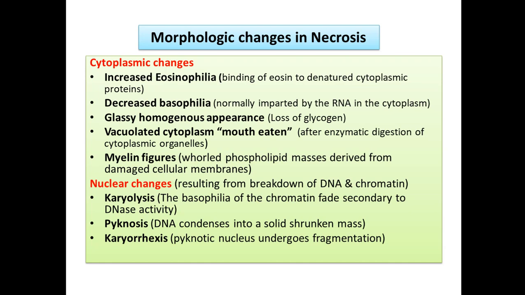Normally when RNA is present in the cytoplasm, it is stained by hematoxylin and gives a blue appearance to the cytoplasm. But in cell injury the RNA present is degraded by the RNases, the enzymes that degrade RNA. So there will be decreased blue appearance of the cytoplasm but increased pink appearance, where eosin appears more prominent and hematoxylin appears less prominent.